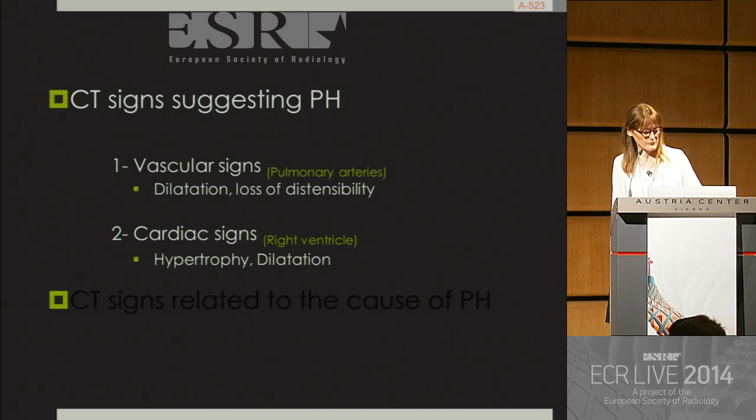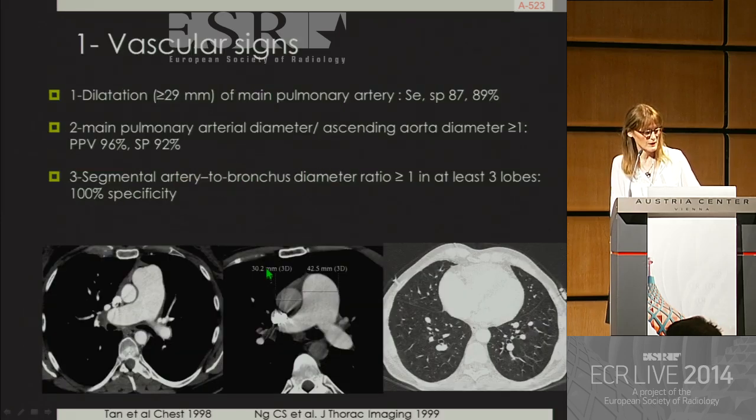So the first group of signs can be divided in two subgroups: a vascular sign that we're going to see on the pulmonary arteries, such as dilatation, loss of distensibility if we use ECG gating. And the second subgroup is the cardiac signs that we will see on the right ventricle, showing first hypertrophy, then dilatation. I think that you all know these signs, but maybe it's useful to briefly review these signs.